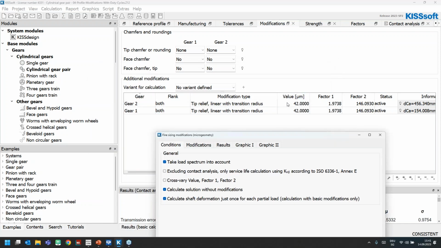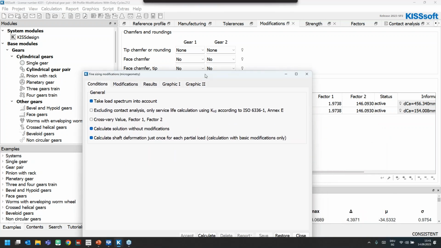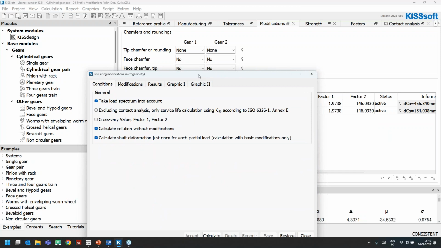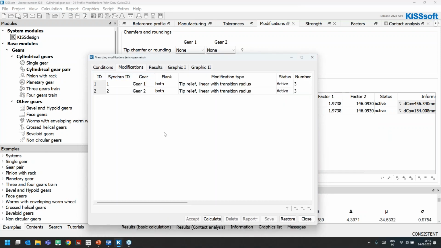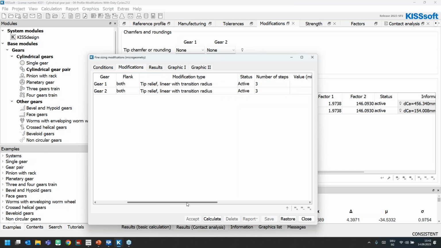Remember, we can either increase these both modifications synchronously, like go up with the value, but we could also cross vary, for example, on gear 1, 45 microns, and on gear 2, 38. This I will not do, just to save a little bit of time. And here in the tab modifications, I chose then my tip relief. You can read in your base modification just by clicking on this arrow.